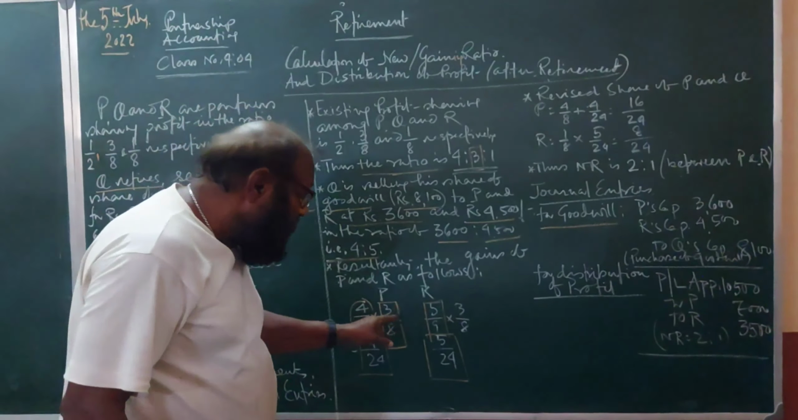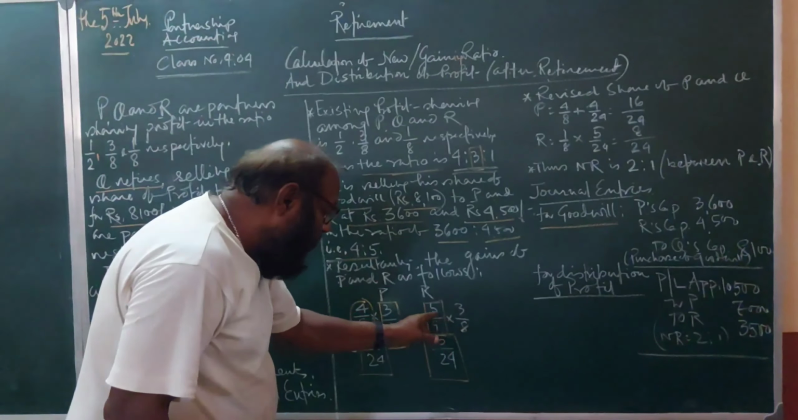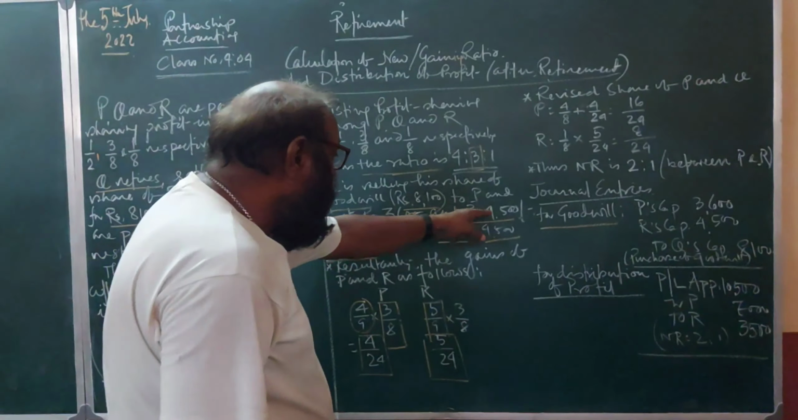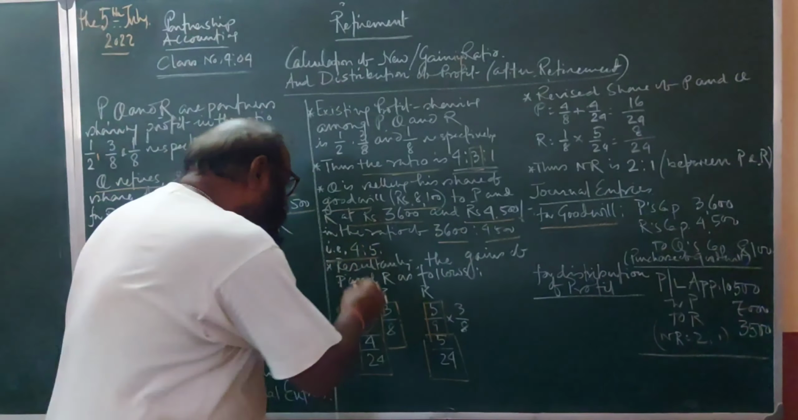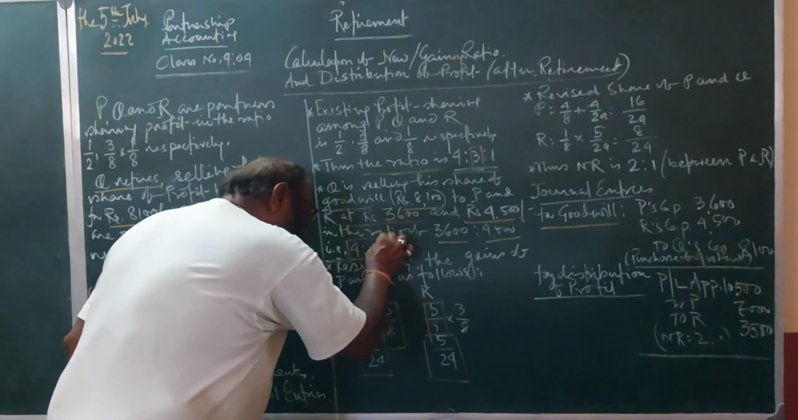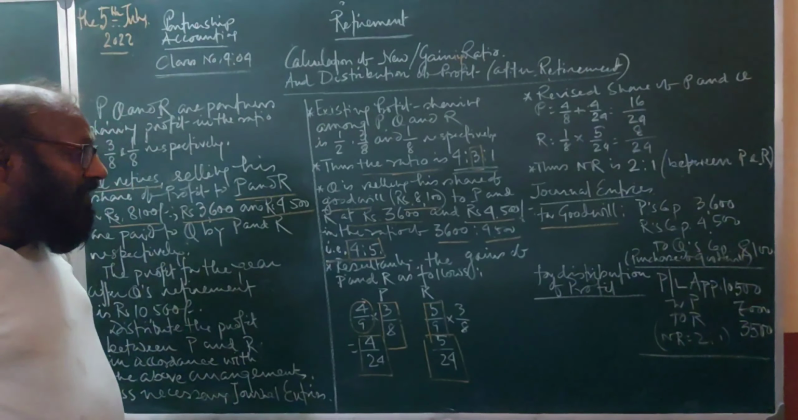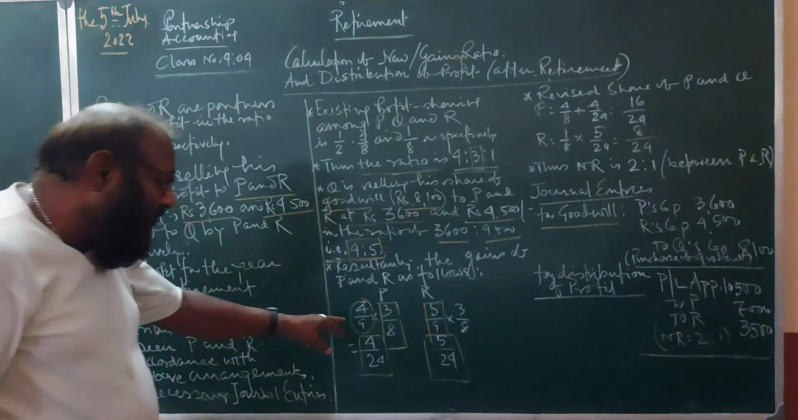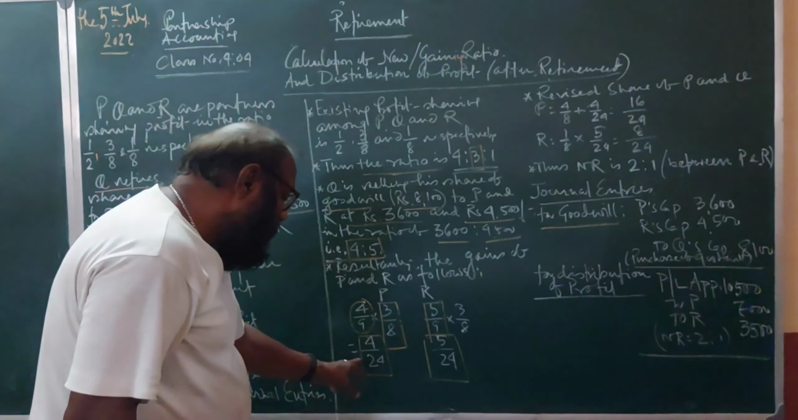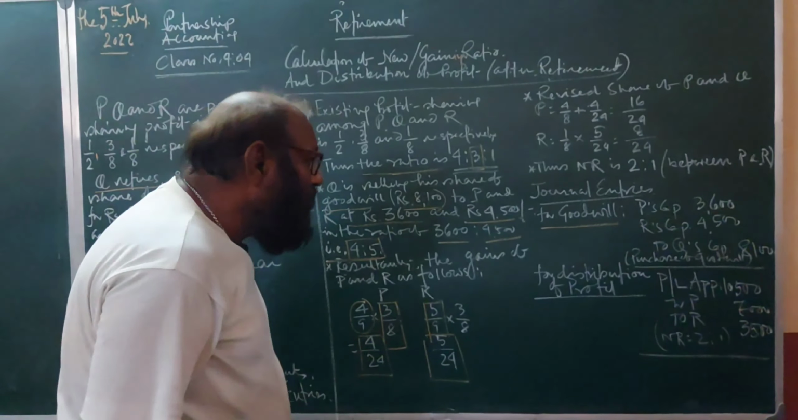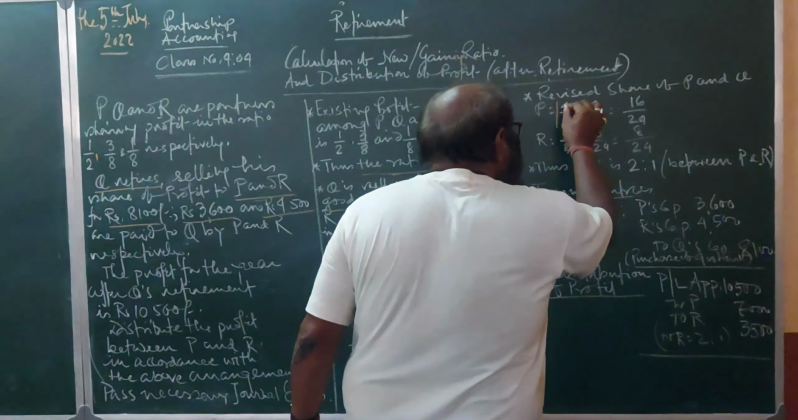Now, this is taken over by P at 4/9 and by R at 5/9, because they are buying goodwill in this ratio. So, this ratio is being used to find out their gain. Clear? So, it is 4/9 of 3/8 and 5/9 of 3/8. It is 4/24 and 5/24. Now, the revised share, that is the old share of P, how much?